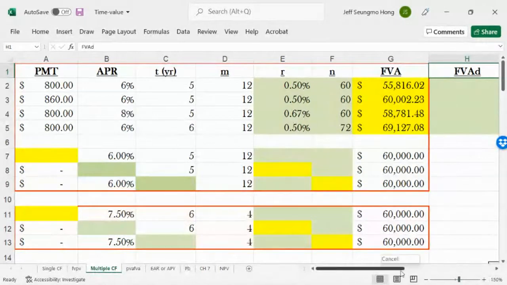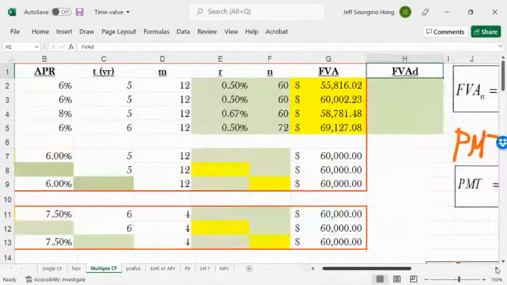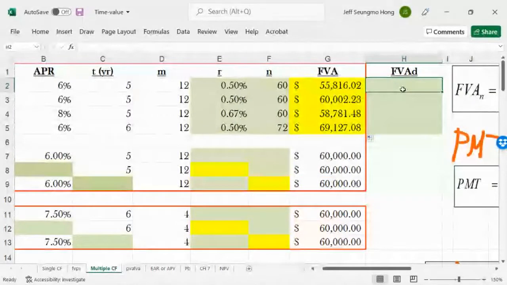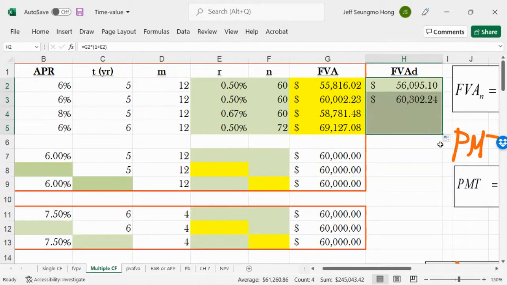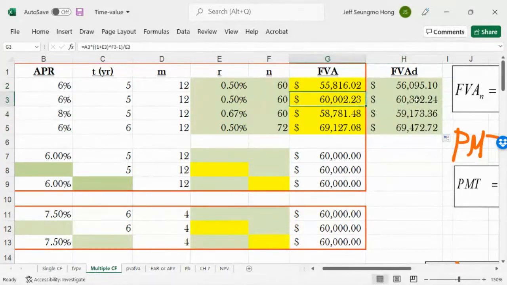Then how do we find annuity due? I just told you that annuity due has just one more compounding than ordinary annuity. So that means we can recycle the result of the ordinary annuity times 1 plus the interest rate, just one more compounding. Right? You go, and then you drag it down. There you go, right?